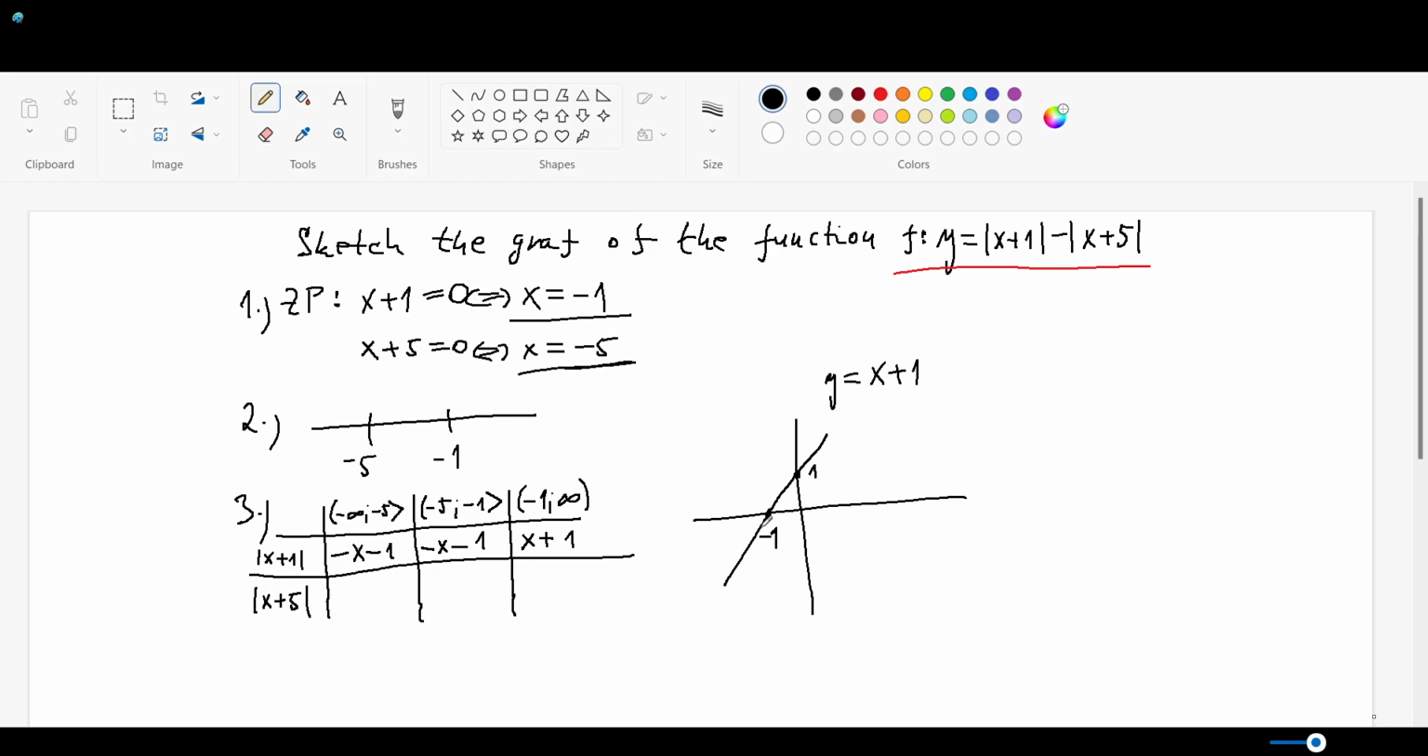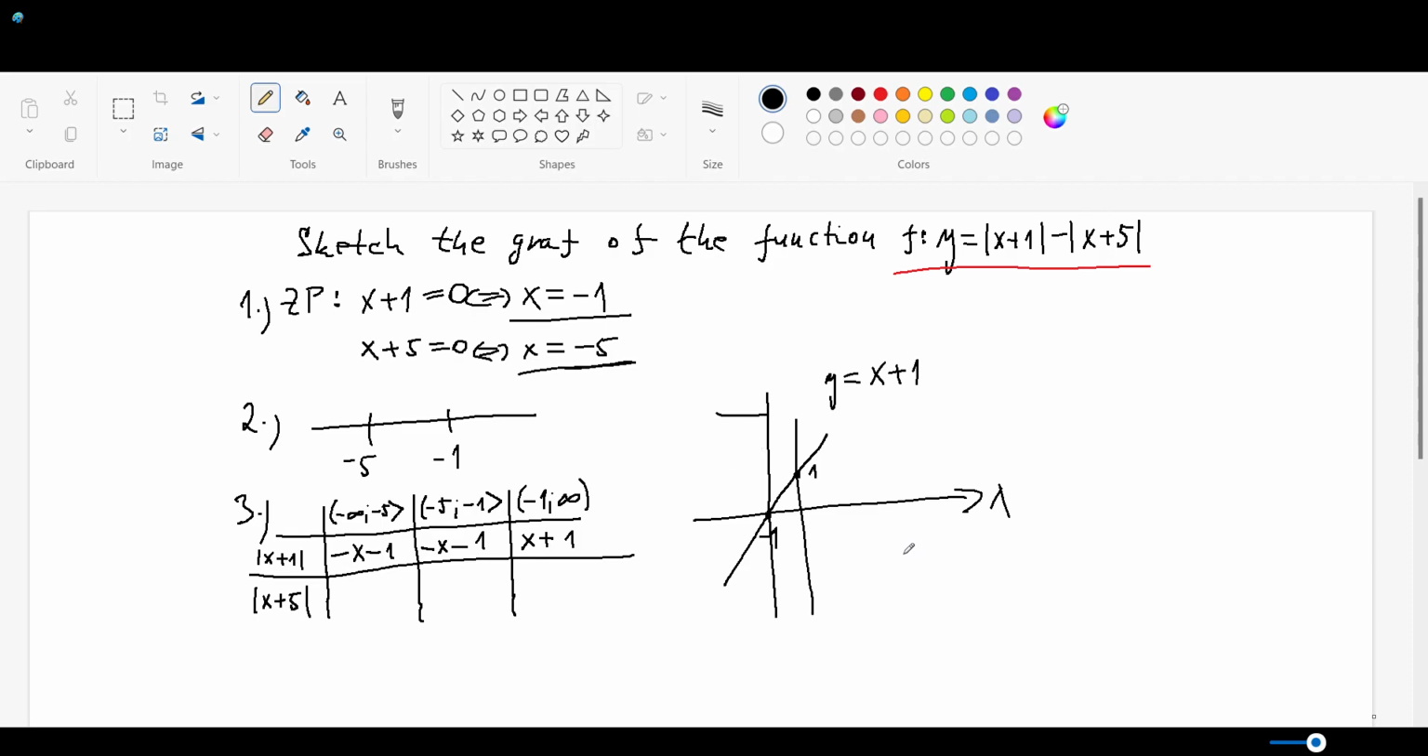And I'm looking for the information where this function is under the x-axis, and it is happening for all the numbers which are on the left from -1. So basically from here to the left, if I want to evaluate the absolute value, my function must be the opposite of the expression which is in the absolute value.